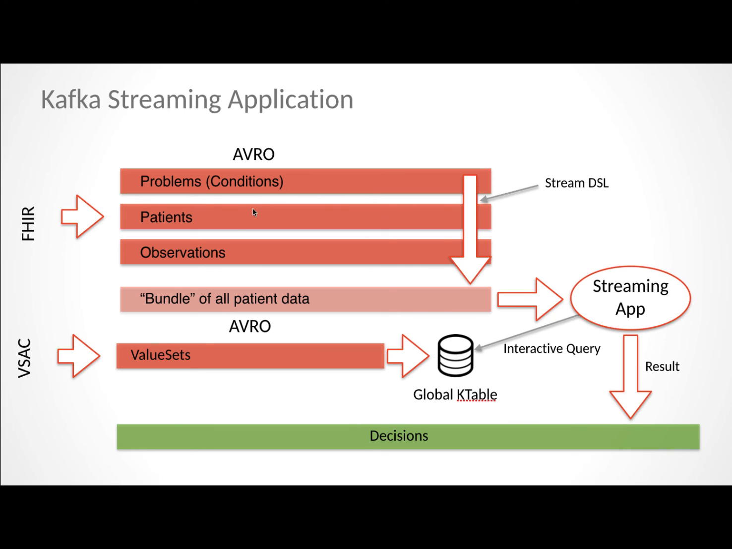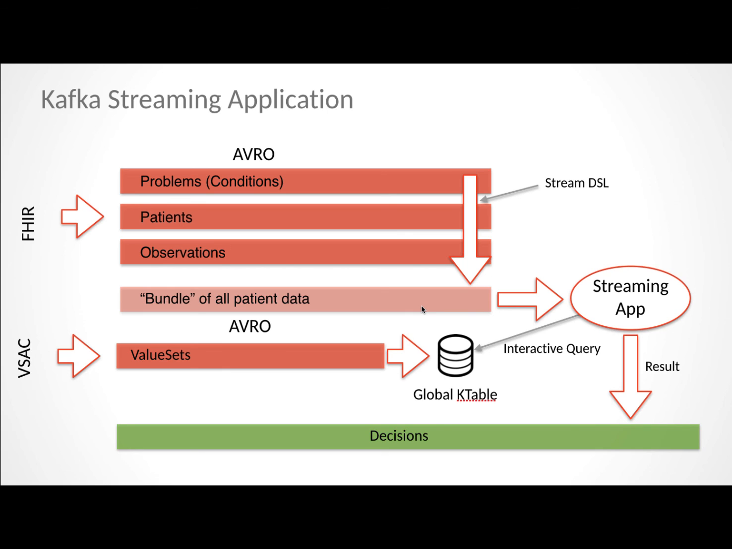What I'm really doing is taking the patient data and turning each of these into tables, and then running joins on them. So I take patients, join to problems, and join to observations. Now I have a bundle of the patient and all their data, and I drop it onto a new stream called the whatever bundle. It's not really a FHIR bundle, but that's the idea. It's basically just a list of all resources.